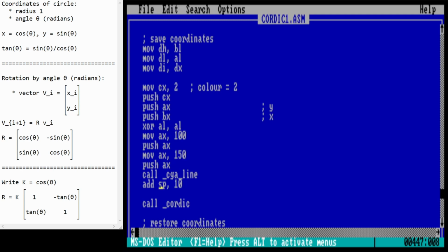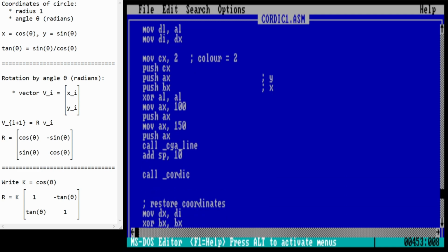So now that we've drawn our line in the initial position, we're all ready to rotate, and for that we just call CORDIC. Remember that CORDIC works with the values in those global variables, and so you don't need to pass anything on the stack here or fix the stack up afterwards. It's just call CORDIC, and now we get new 24-bit values for our rotated coordinates in those global variables.